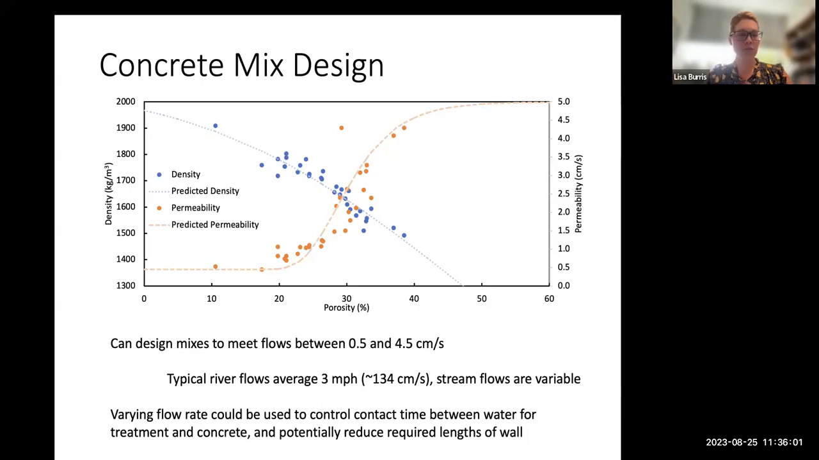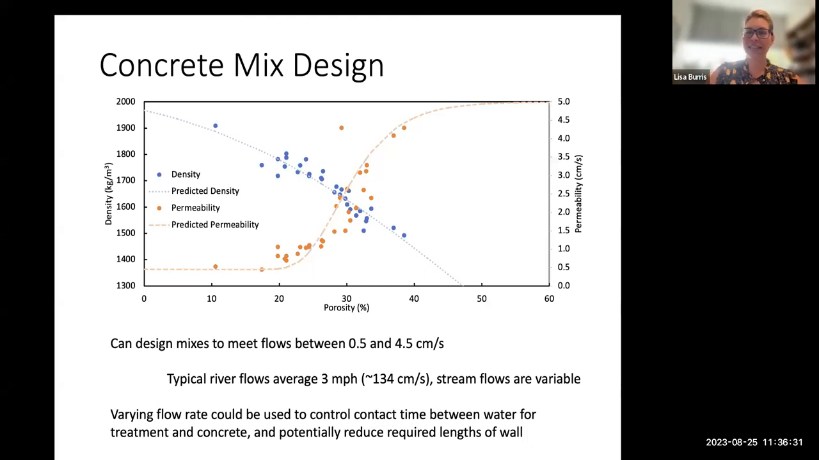So if I know the stream flow rate, I can enter that into my permeability graph and determine the amount of porosity I have. And then I can do a quick check of my mix design by checking the density during production of the concrete. And so we were able to design mixes that had flow rates of between 0.5 and 4.5 centimeters per second, which seemed pretty fast in the lab. You turn on the water spigot and the water flows right through the pervious concrete.